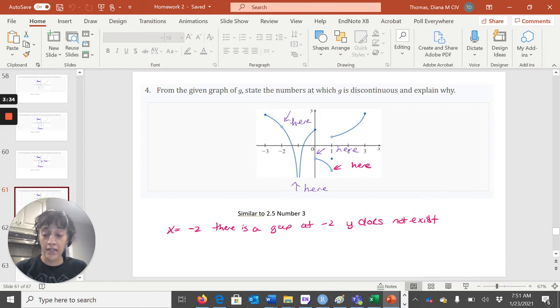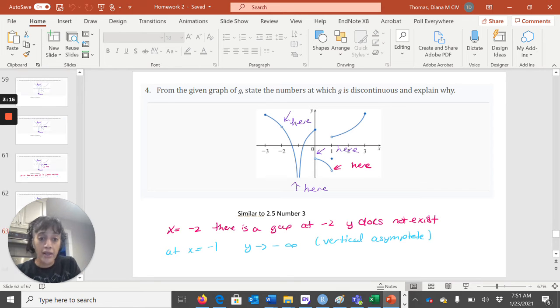We actually have books called Counterexamples and Examples in Real Analysis. We make books with a bunch of examples that no one else would ever think of. Here's another one. At x equals -1, y goes to -infinity. We have a vertical asymptote. At an asymptote, you have a point of discontinuity.